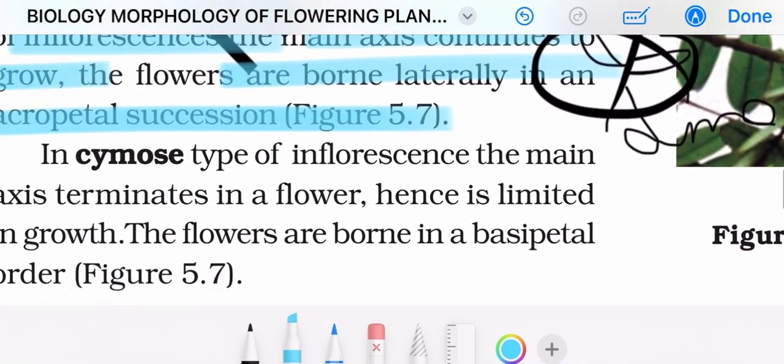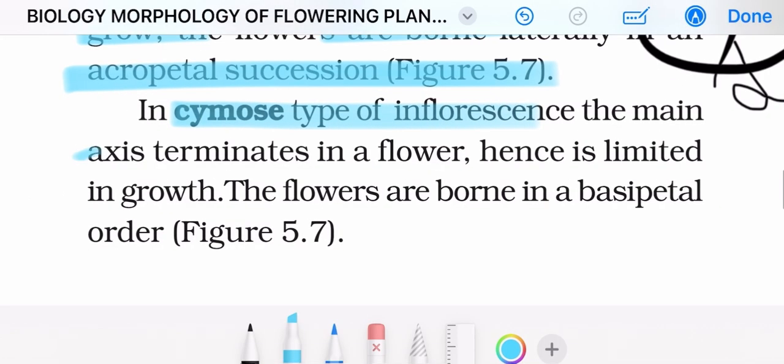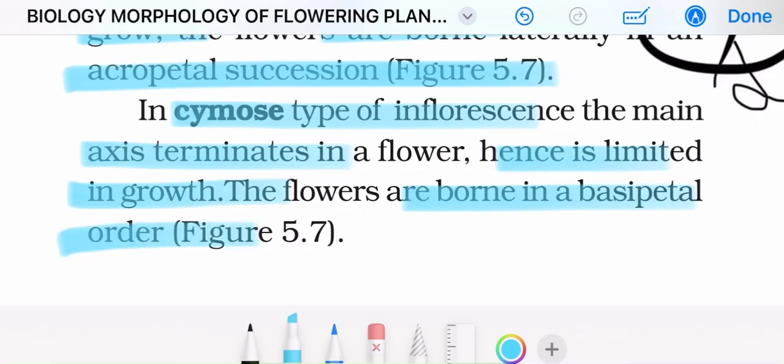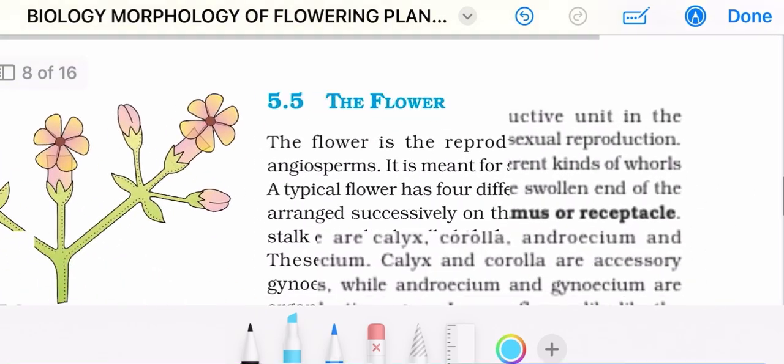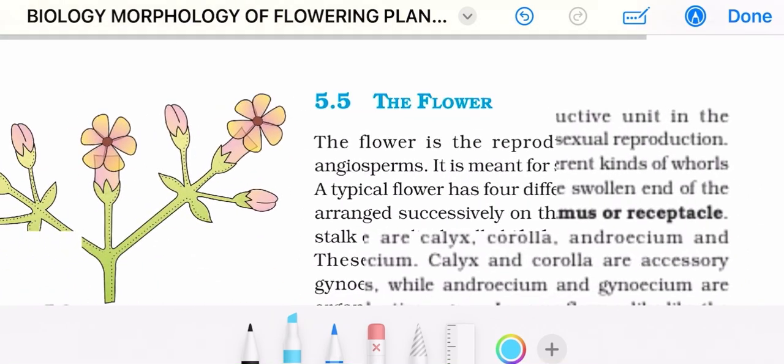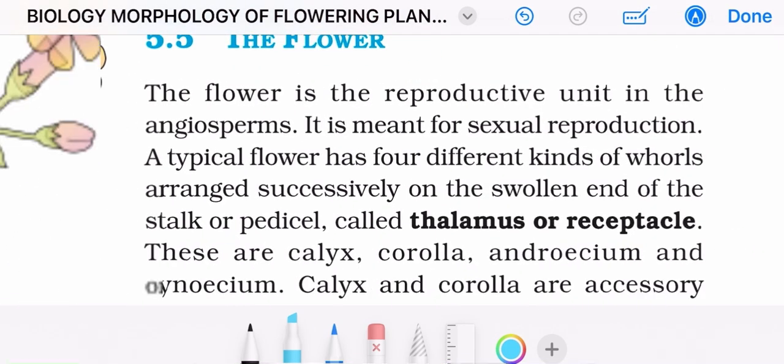But in cymose type of inflorescence, the main axis terminates in a flower, hence is limited in growth, and the flowers are borne in basipetal order. Here, limited growth is observed in cymose. The flower. Flower is the reproductive unit in the angiosperms. It is meant for sexual reproduction.